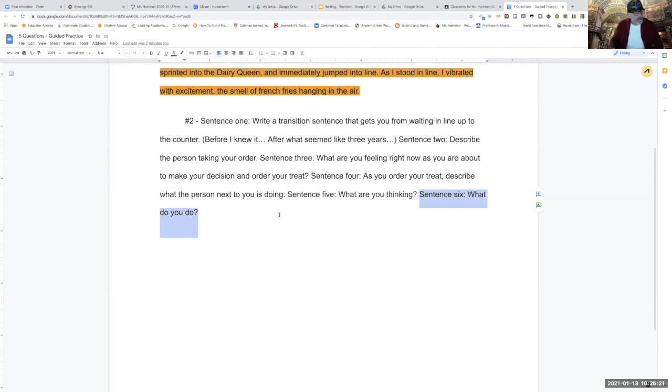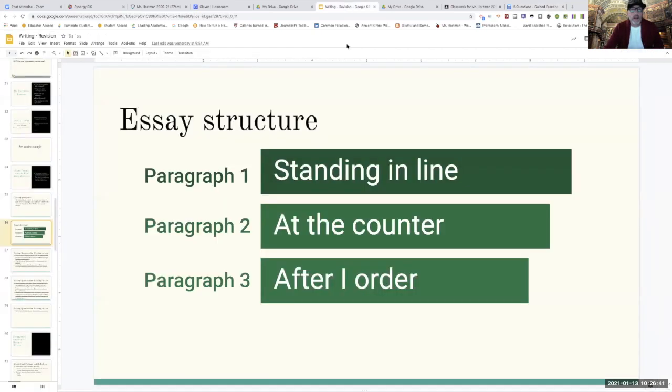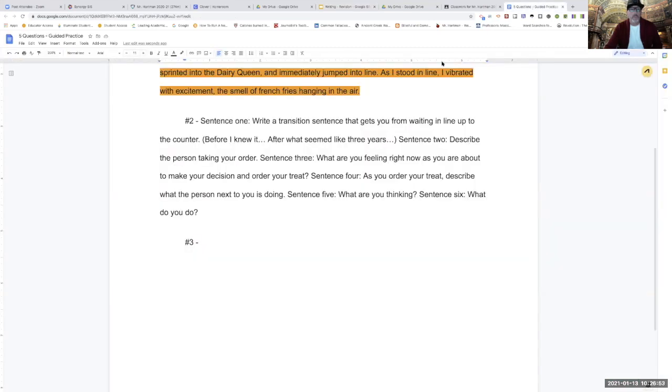So I want to knock out a couple of questions in the next paragraph, primarily because I want to take care of this next transition. So tomorrow we can kind of pick up in a place that's a little bit easier. So this is paragraph number 3 that we're moving on to now. So now we're at the counter and this is after we order. So we're moving into the third body paragraph right now.